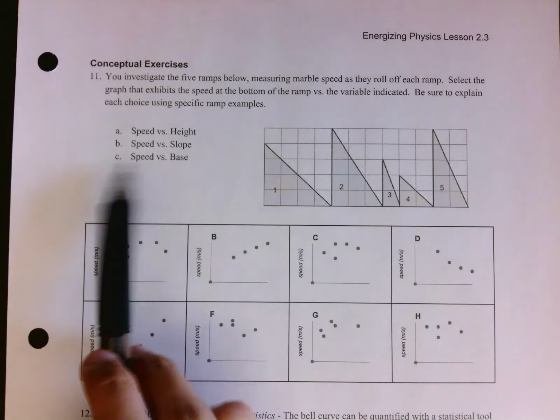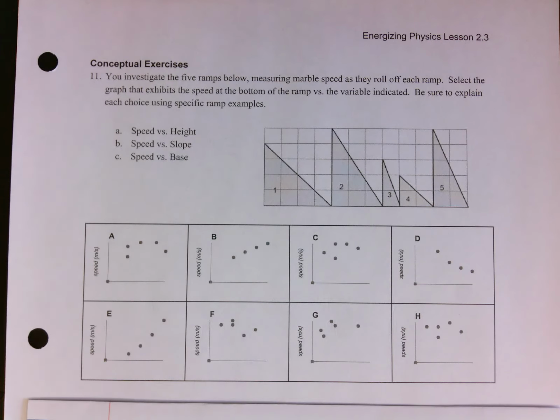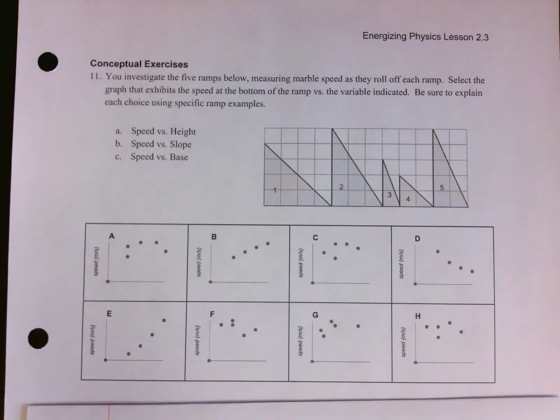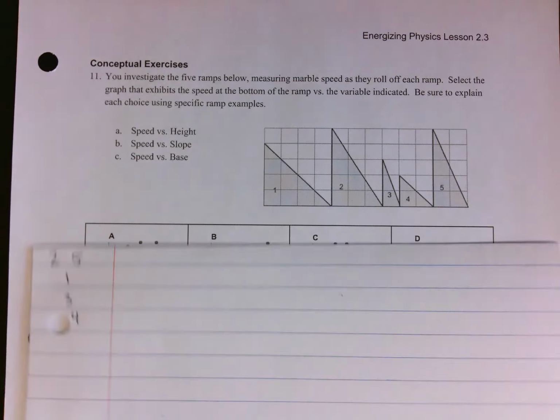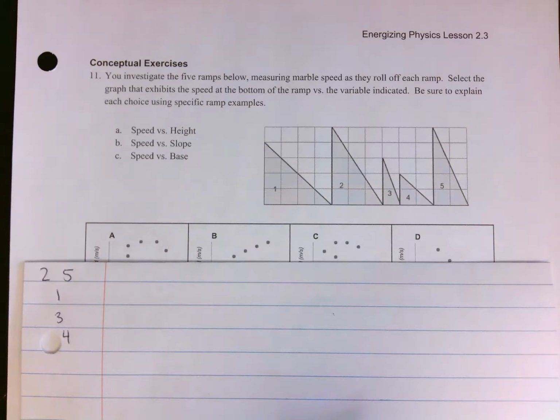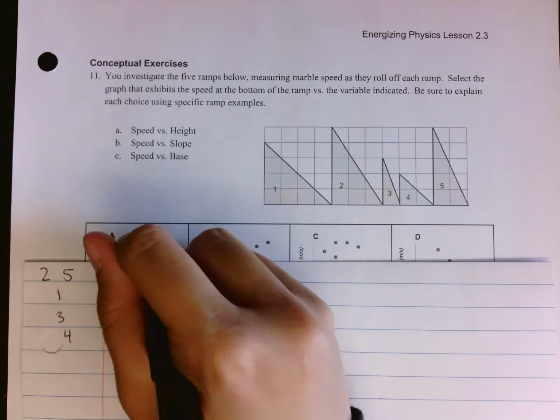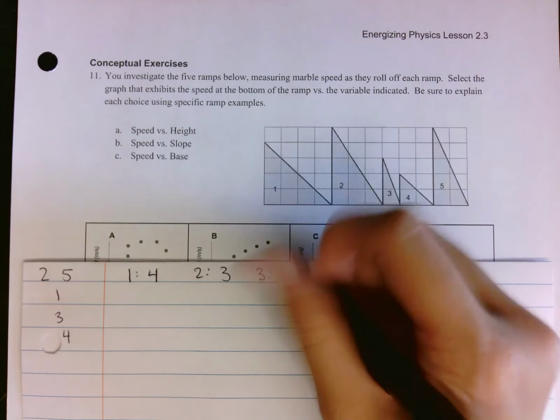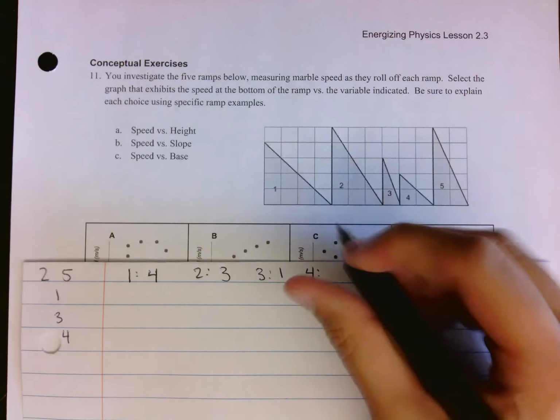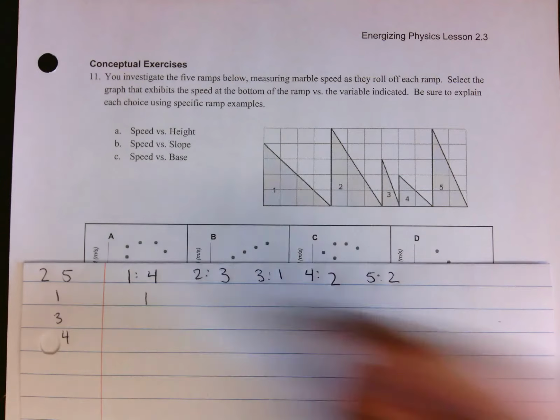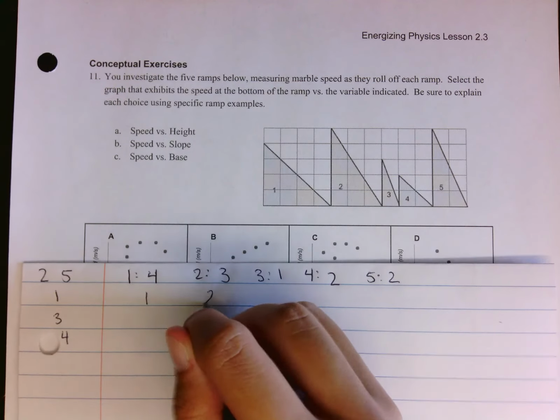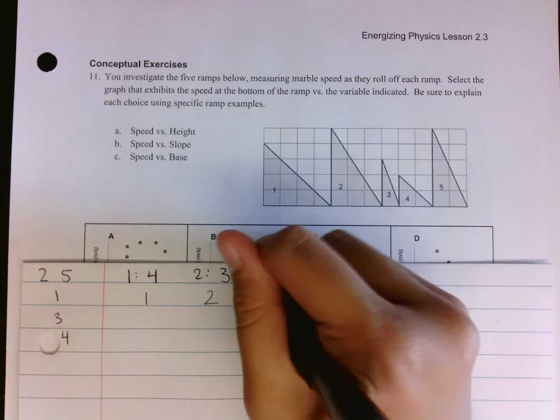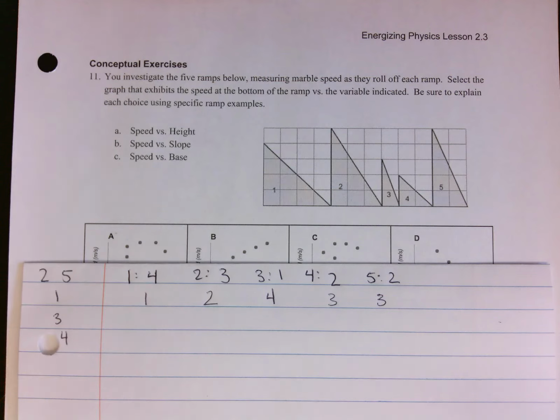And so for the last part, part C, we need to find the speed versus the base. So if we rank these ramps by base, we can see that 1 has a base of 4, 2 has a base of 3, 3 has a base of 1, and 4 and 5 both have a base of 2. So if we rank these, this would be the first, this would be second, both of these would be third, and this would be fourth, from right to left, 1 being the most, and 4 being the leftmost one.